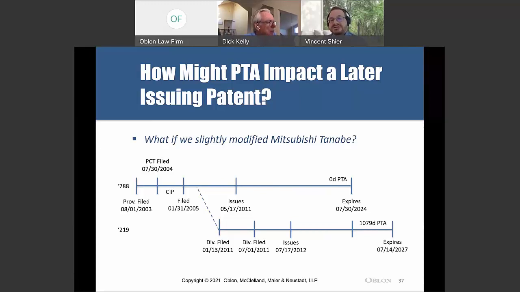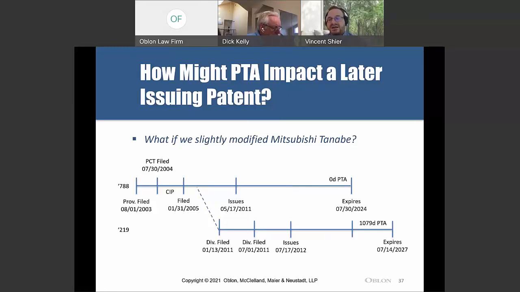Now, in Mitsubishi Tanabe, there were other patents involved in the case. Not all of them were divisionals. One, in fact, was a continuation. And in fact, 121 was one of the teed up issues in Mitsubishi Tanabe, but the court punted on it, didn't have to reach that decision of whether 121 actually applied under the circumstances of that case.